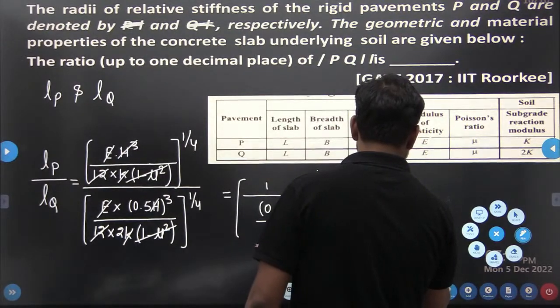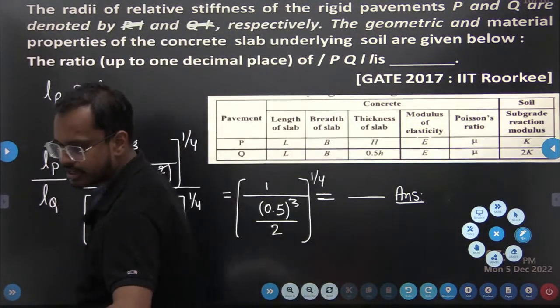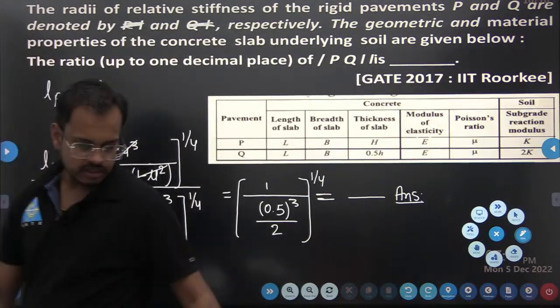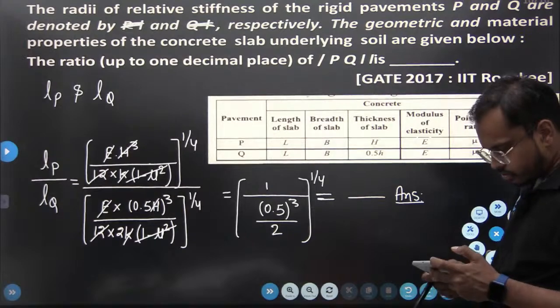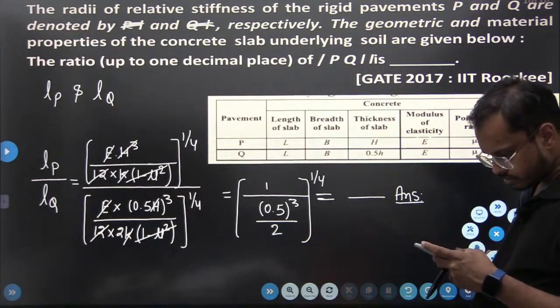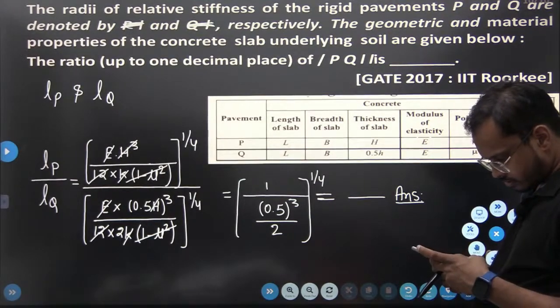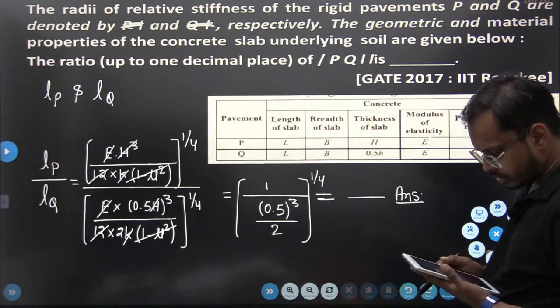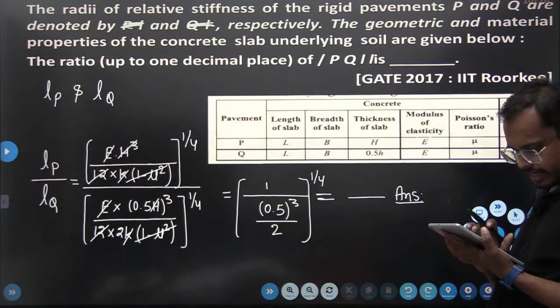So the question is, what is the ratio of LP upon LQ? This is the correct answer. Am I right? Now see, my dear friends, see here, please. I will discuss the next problem.